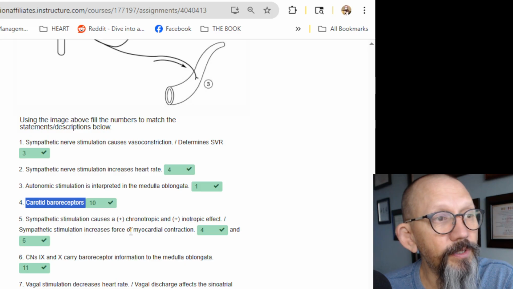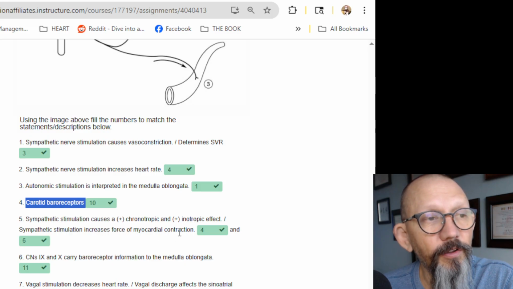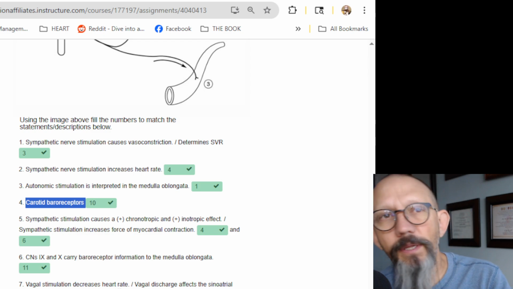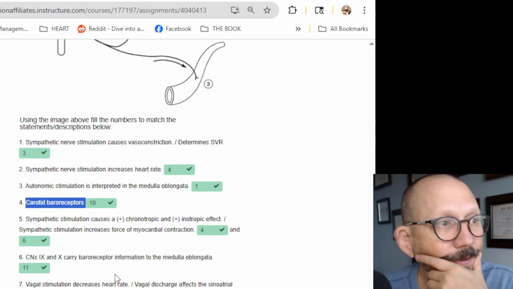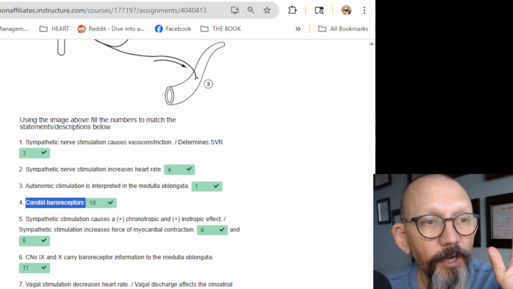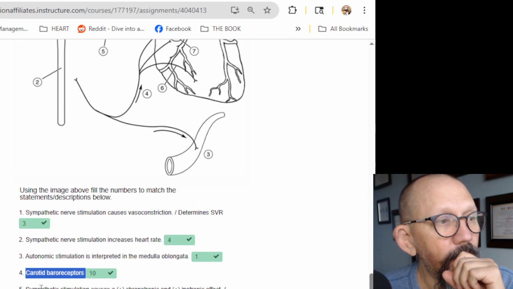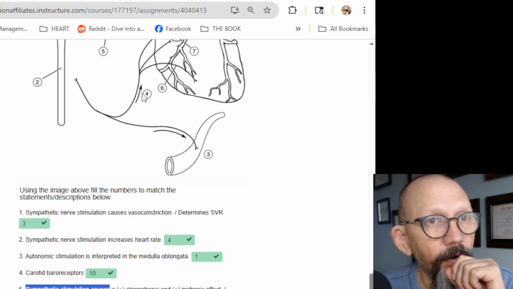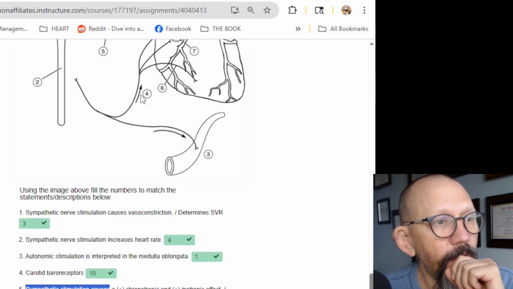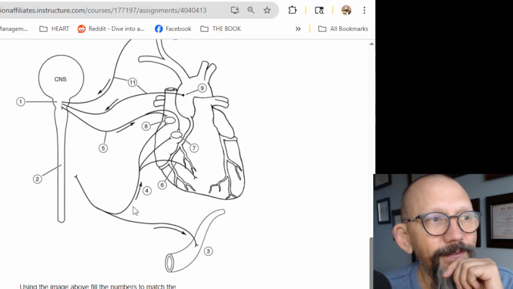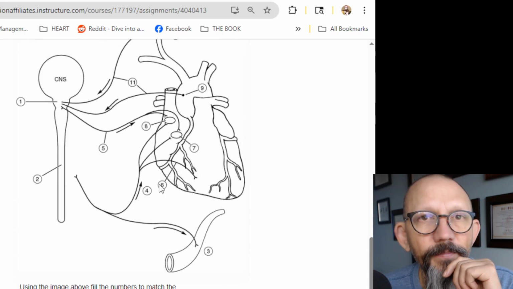Number 5, sympathetic stimulation causes a chronotropic and inotropic effect. Sympathetic stimulation increases one's force of myocardial contraction and blank and blank. Terrible question, in my opinion. So we have a couple things we have to figure out. We have number 4, sympathetic stimulation, right? And increases force of myocardial contraction. This is why it's terrible. 4 and 6 are the answer. See that?